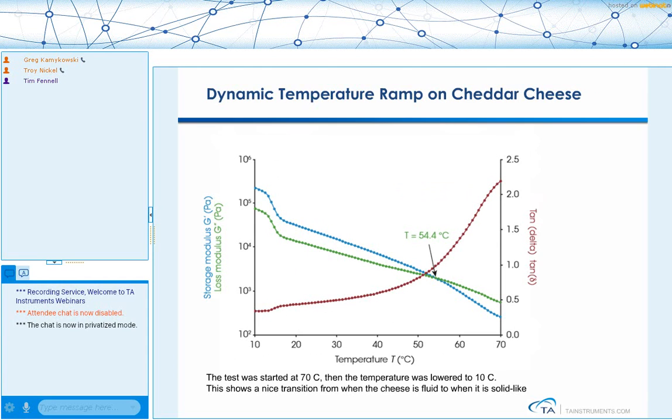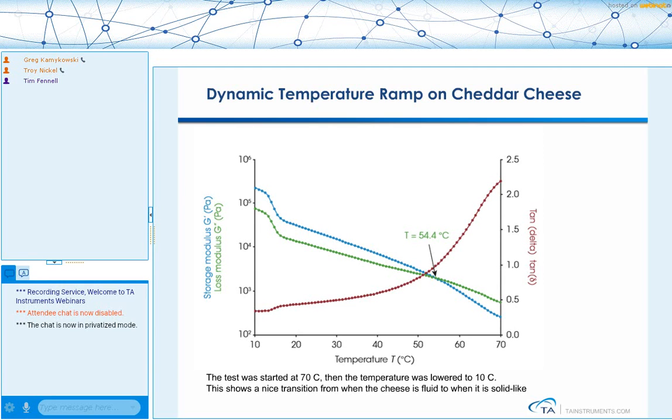Here is an example of a temperature ramp. So this would be done at maybe 2 or 3 degrees C per minute. And in this case, the way the experiment was done was it was begun at 70 degrees C, and then the temperature was lowered down to 10.